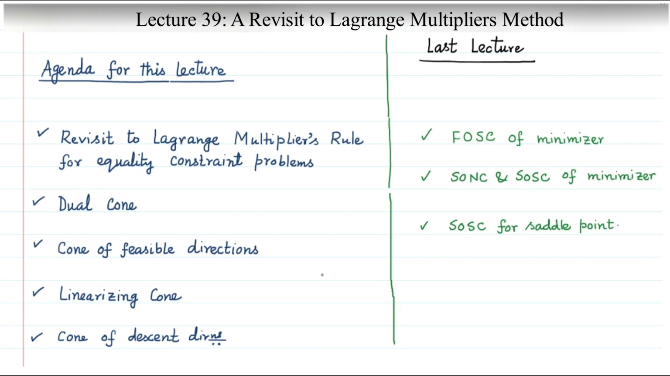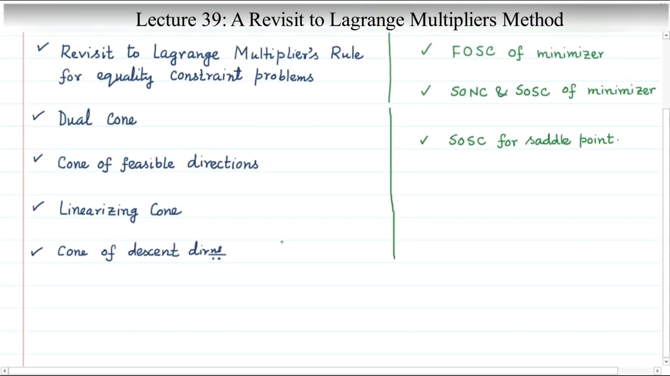So this class will basically be revisiting the Lagrange's multiplier rule for equality constraints. In the entire study of constraint optimization problems, we will find that the basic development is the Lagrange's multiplier rule, and keeping our attention around the Lagrange's multiplier rule, we will be able to identify optimality conditions for constraint optimization problems. Well, let's start by recalling the Lagrange's multiplier rule for equality constraint problems.